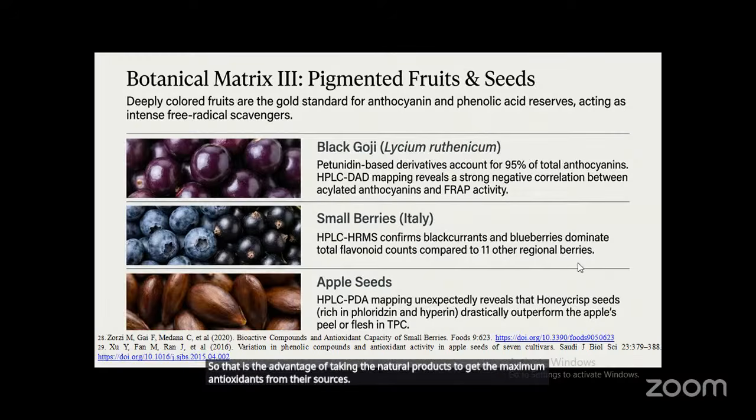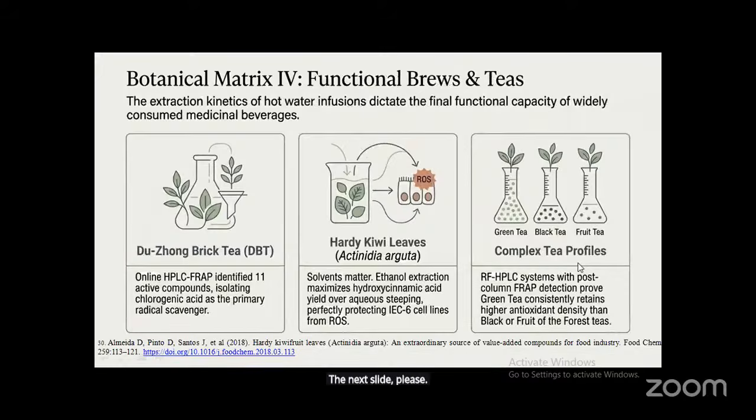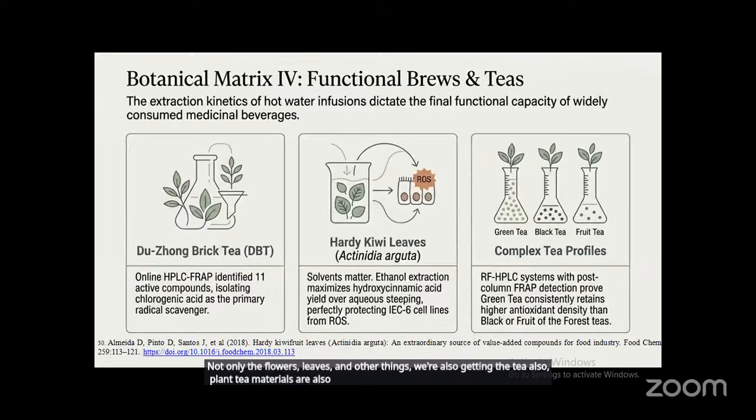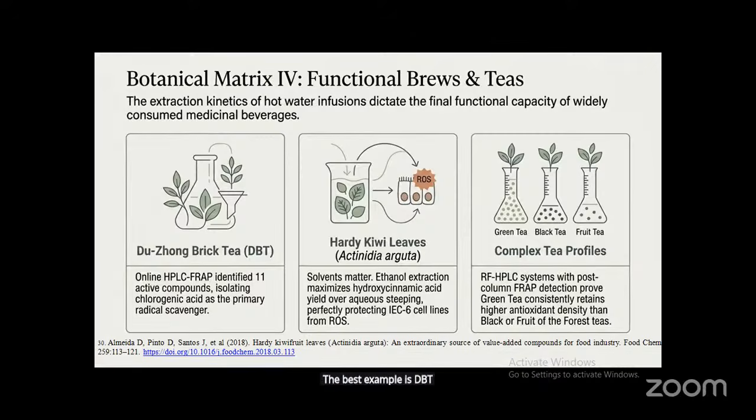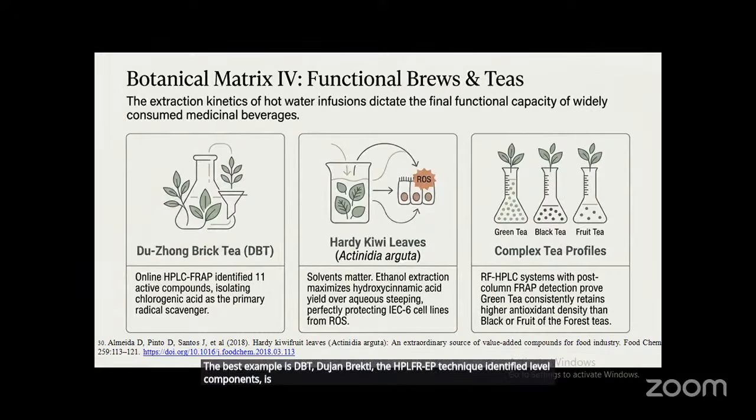The next slide, please. Not only the flowers, leaves, and other things, we are also getting tea. Plant tea materials also provide good antioxidant capacity, and are generally called medicinal beverages. The best example is DBT, Dujiang brick tea. The HPLC-FRAP technique identified 11 compounds, isolating chlorogenic acid as the primary radical scavenger.